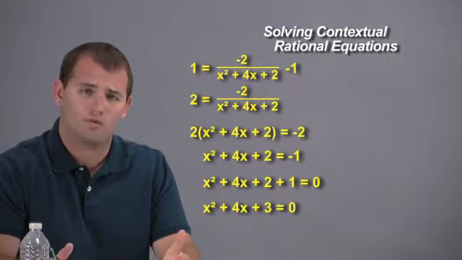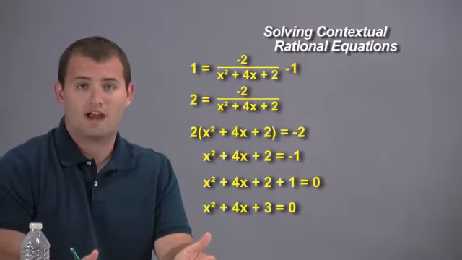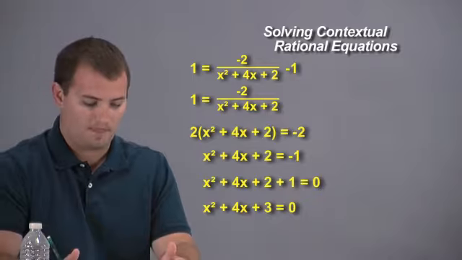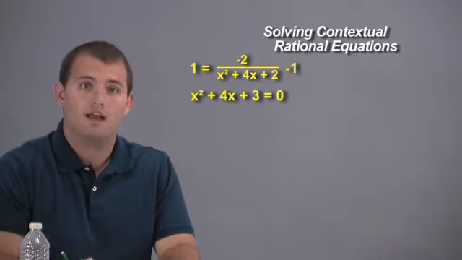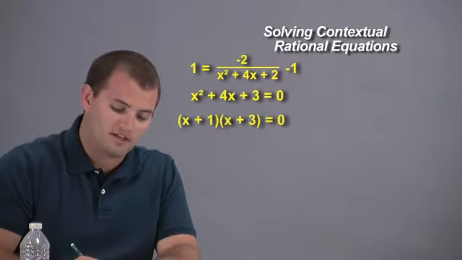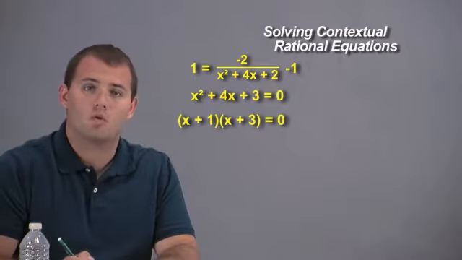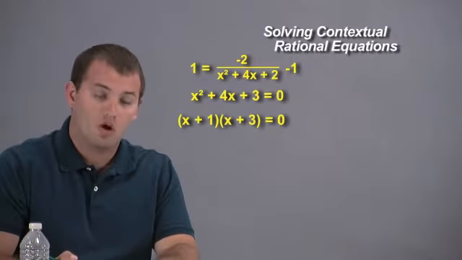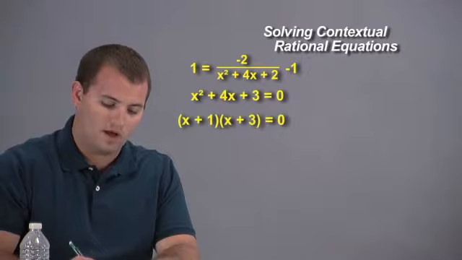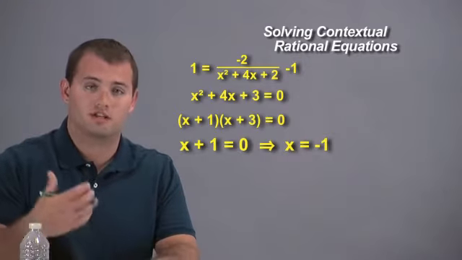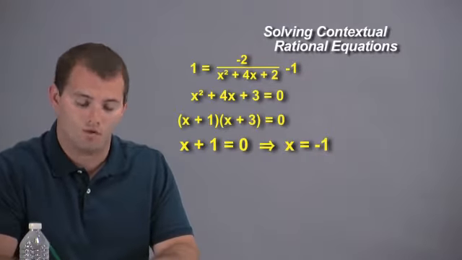Finally, we have a quadratic we can solve. We can either use the factoring method or the quadratic equation. This quadratic is factorable, and the factors are the quantity x plus 1 times the quantity x plus 3 equals 0. Solving for each binomial, we'll have x plus 1 is equal to 0, which gets the solution x is equal to negative 1.